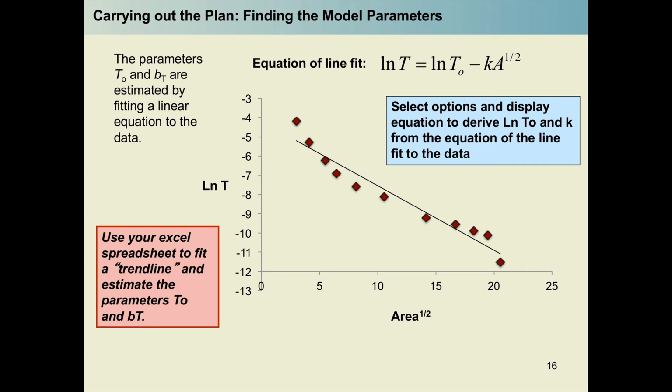So the equation of the line fit is y, ln t, equals intercept, or b, ln t naught, minus k square root of a, which is the mx part of your equation. So select the options in your spreadsheet program or Excel to display the equation. It'll give you the y equals mx plus b form of your line fit, and you'll be able to extract ln t naught and k from that equation.